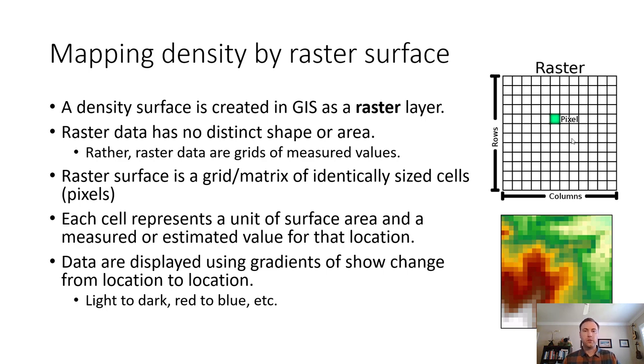Data are displayed using gradients to show change from location to location. Those gradients are essentially color gradients. They can be from light to dark, red to blue, or yellow to red. In this case here on the bottom right, we've got light green to white, where light green represents a low elevation, dark green slightly higher, those oranges and browns higher, and then in the bottom left, you can see white, and that represents the highest elevation.